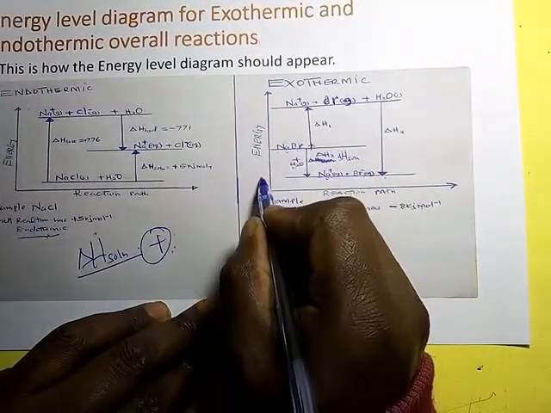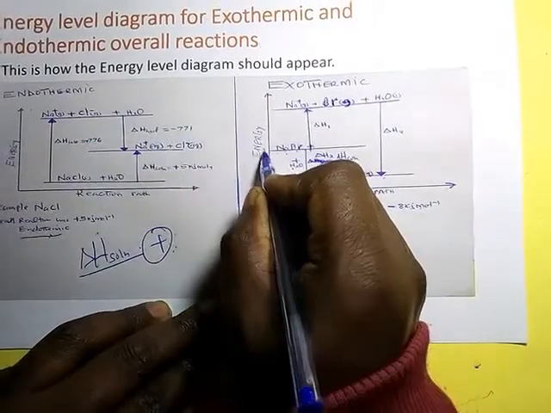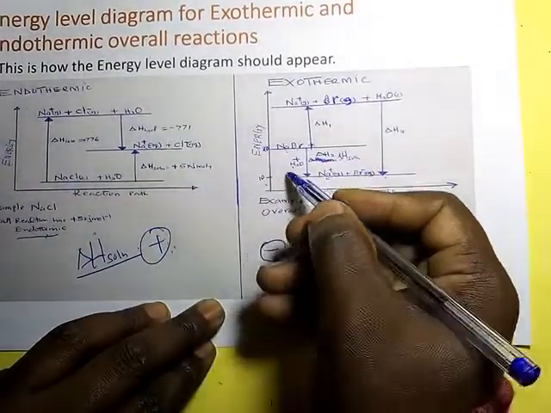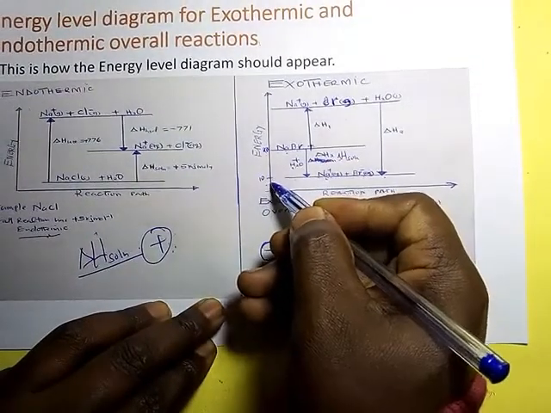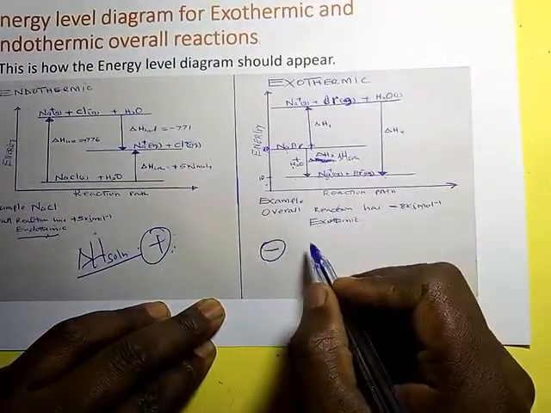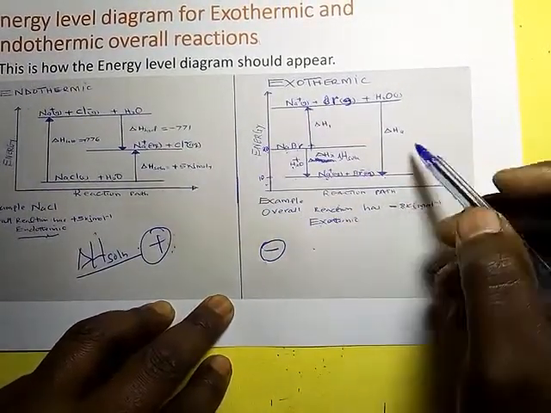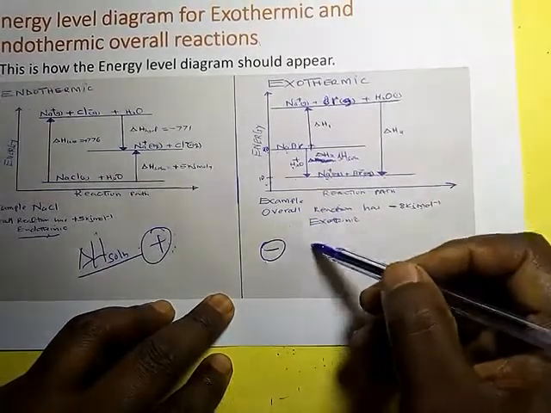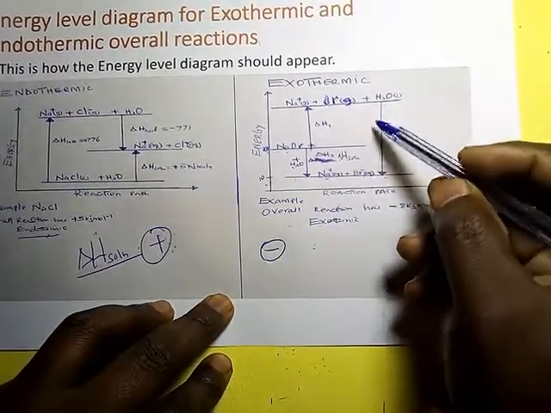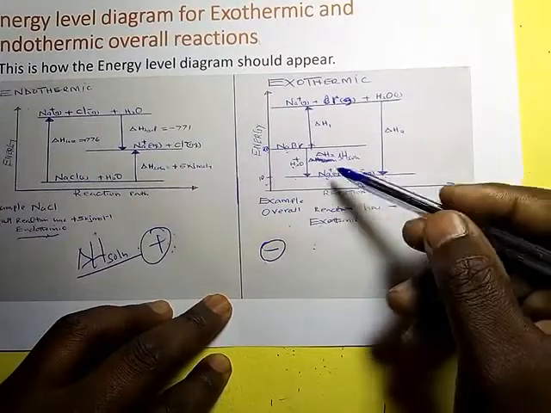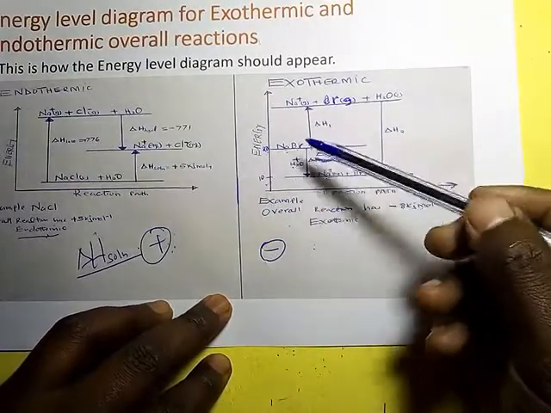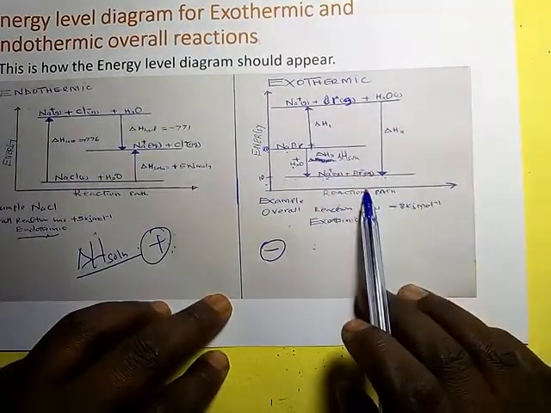Suppose here it is 10, this one is 20. You can see the products have a lower energy content, so that is exothermic. Whenever you are drawing an exothermic energy level diagram involving the heat of solution, this is how it should appear. I will give more examples so that you can understand better.